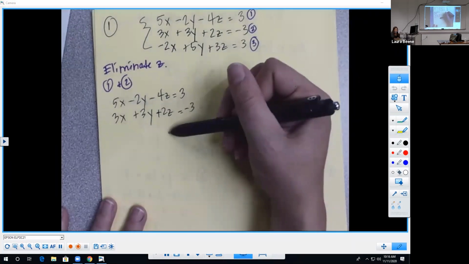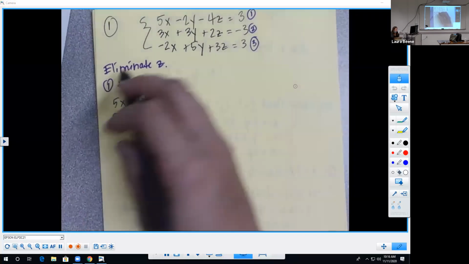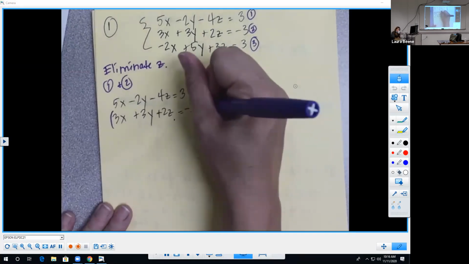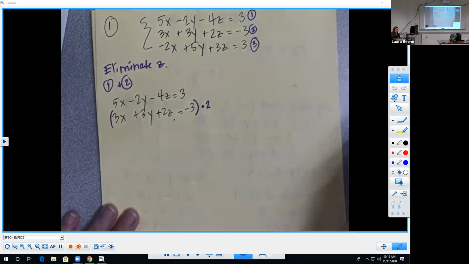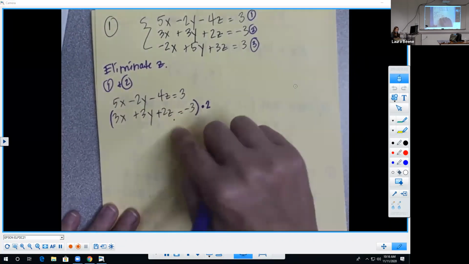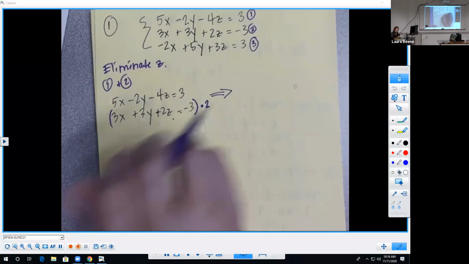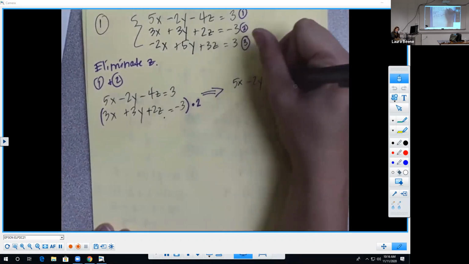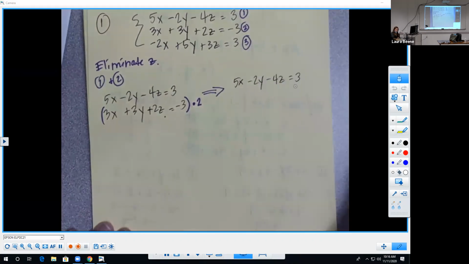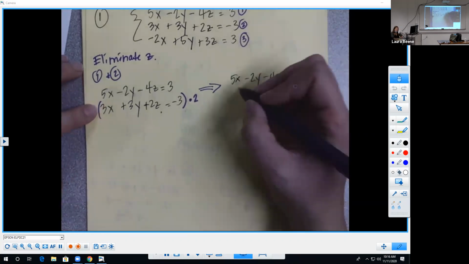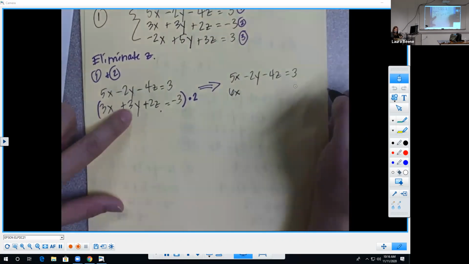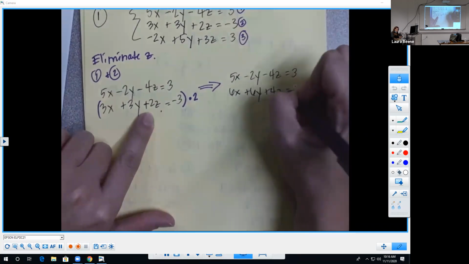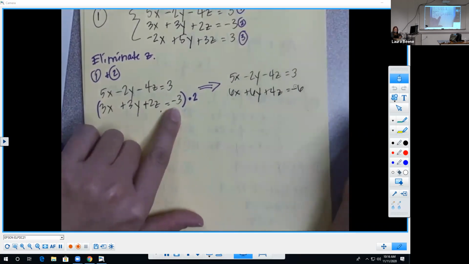To make the z's go away, one of them is -4, the other is +2. Which equation do we need to multiply, and what do we multiply by? We need to multiply the bottom equation by 2. The top one's negative already. So when I do that, let me rewrite my top equation. 5x minus 2y minus 4z equals 3. The bottom equation is now 3x times 2 is 6x. 3y times 2 is 6y. 2z times 2 is 4z. -3 times 2 is -6.